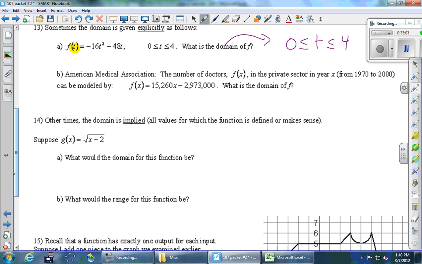Okay, so again, the domain is the inputs, which is the x's. What are the only x's that we're allowed to plug into this function? This function is only good between 1970 and 2000. Maybe after 2000, it's a different function. But you can only plug in stuff from 1970 to 2000 because that's what the person told us.